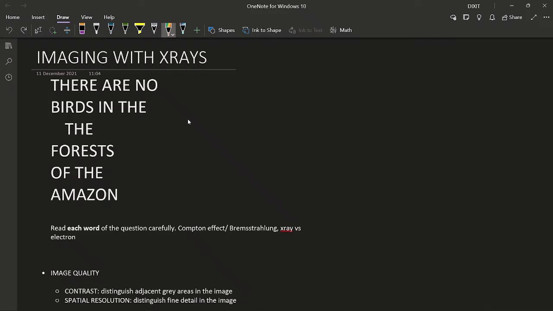Hello everyone, today we will be discussing imaging with x-rays. Now the thing about the FRCR physics exam is that it is a true or false type of exam. This actually makes the exam more challenging because a lot of people, especially if you're from India, are not accustomed to writing exams in this pattern.